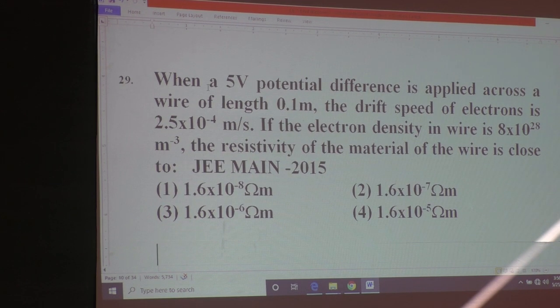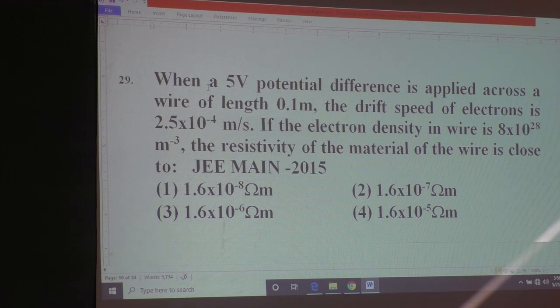Okay, yeah. When a 5 volt potential difference is applied across a wire of length 0.1 meter, the drift speed of electrons is 2.5 into 10 to the power minus 4 meters per second. If the free electron density in the wire is 8 into 10 to the power 28 per meter cube, the resistivity of the material of the wire is close to?